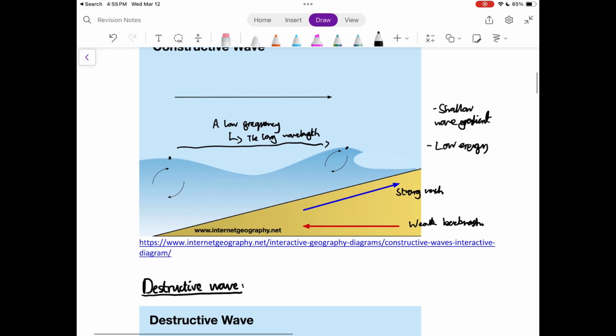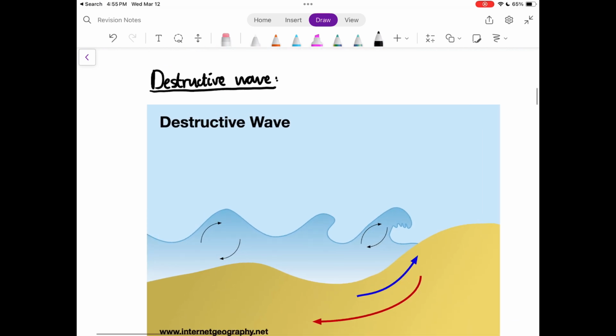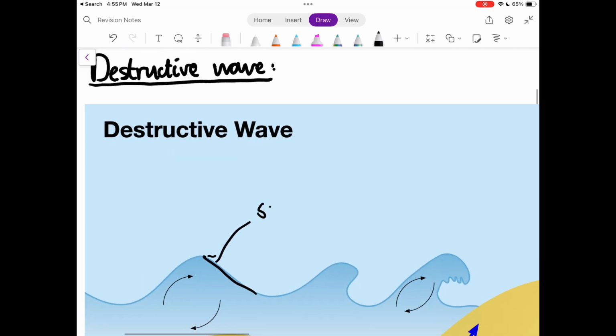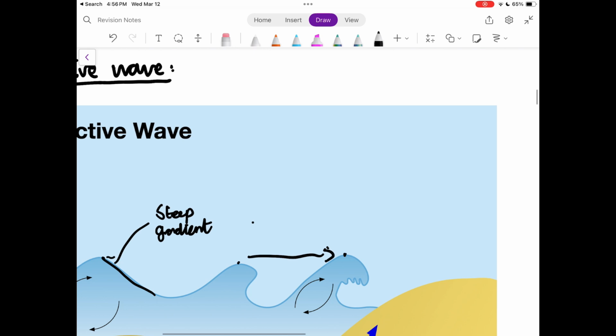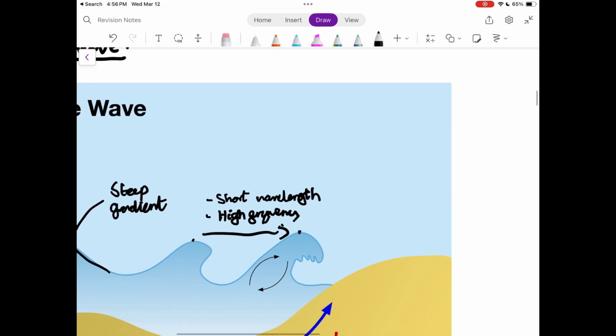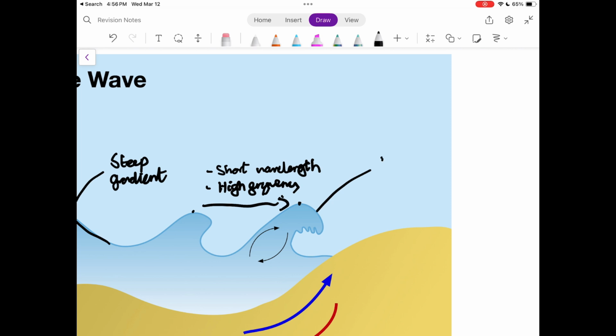Okay, so now we're going to be looking at destructive waves. So destructive waves have a steep gradient, as you can see. So steep gradient. And as you can see, there's a short wavelength between each wave. Short wavelength. And because the wavelength is short, this means that it will have a high frequency. And because of all these factors combined, the wave will therefore have high energy.